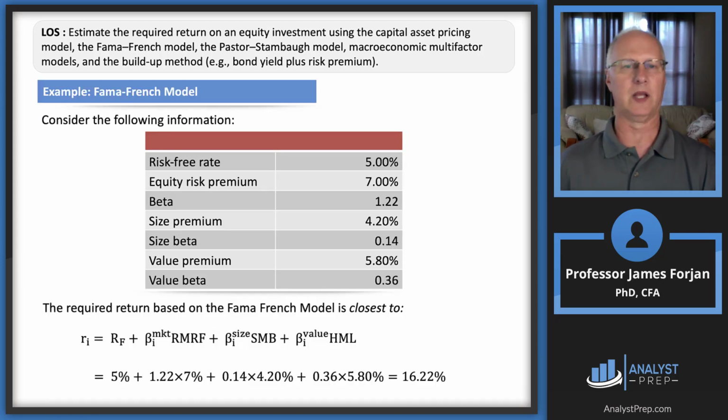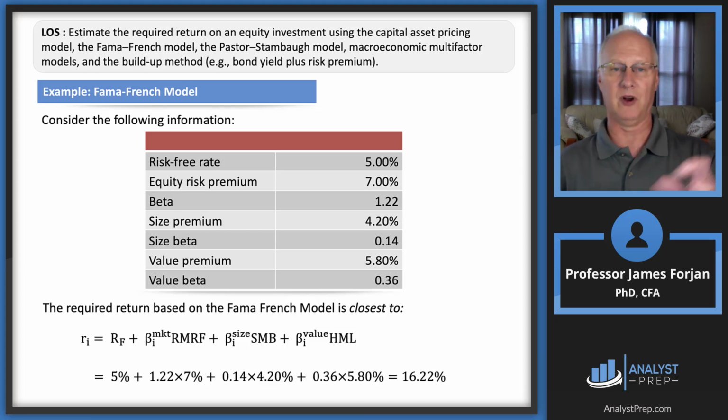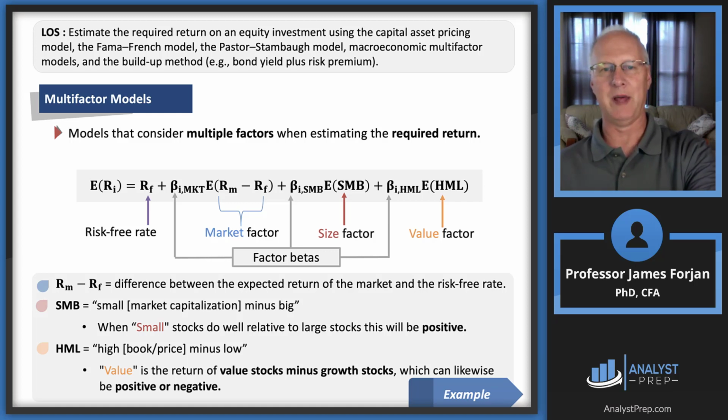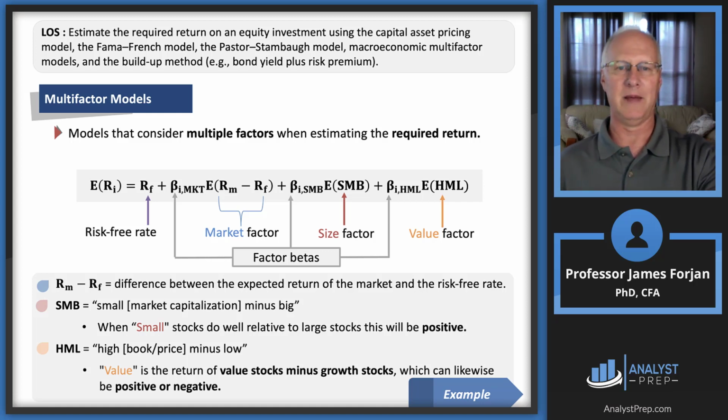Let's go ahead and look at a quick example. All right, so we're given risk-free rate, we're given premiums, we're given now betas. All right, so notice that first beta. So that's the equity beta that we know and love from a long, long time ago. But now we have another beta, a size beta and a value beta. So here, let me just go back here quickly. So we have a beta SMB and a beta HML and a beta MKT.